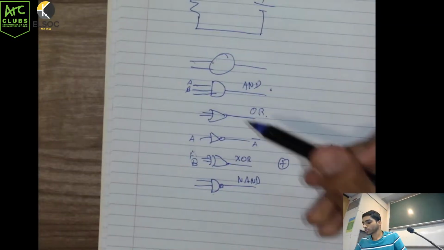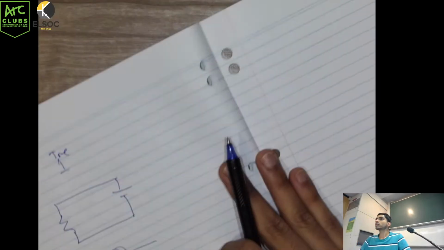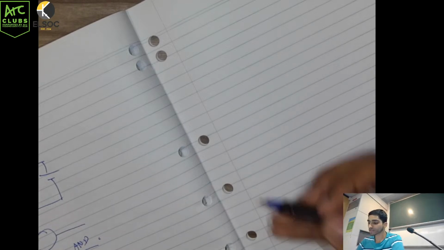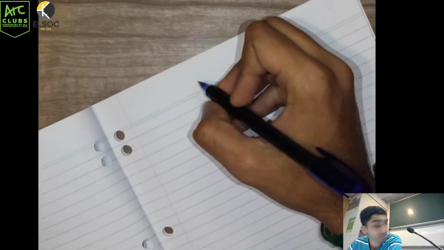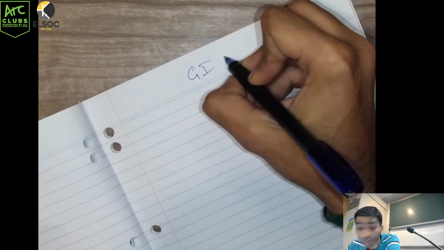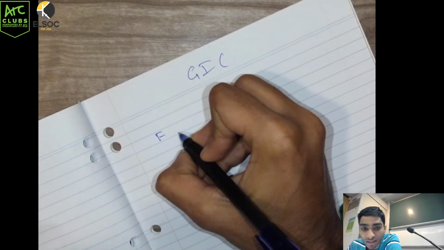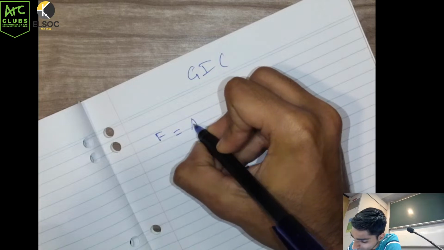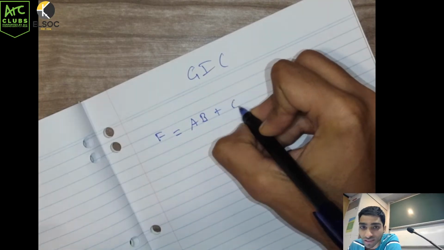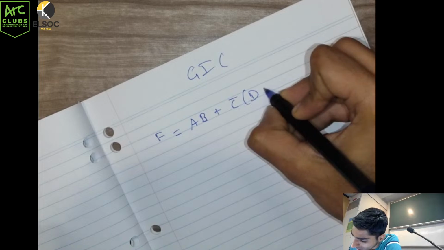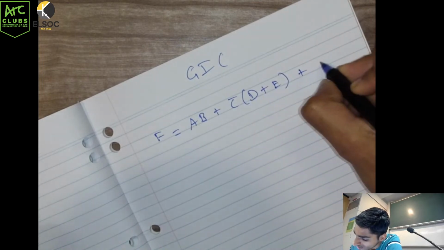And now you'll see that you can have several inputs to a gate. So a very standard thing that you want to calculate is how many inputs there are altogether, because the more inputs you have, the more costly it becomes. So we denote this by gate input cost, or GIC for short. The gate input cost, if I have a function, let's say f equals AB plus C' D plus E plus C'.